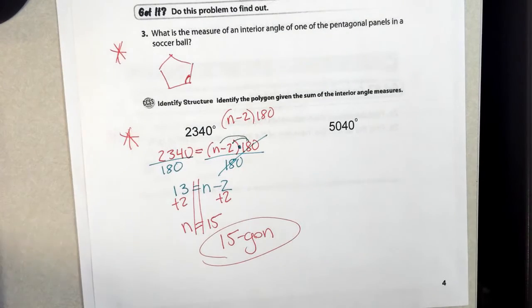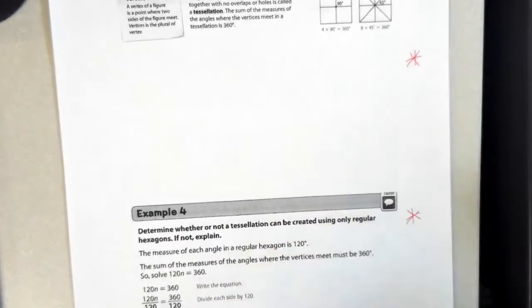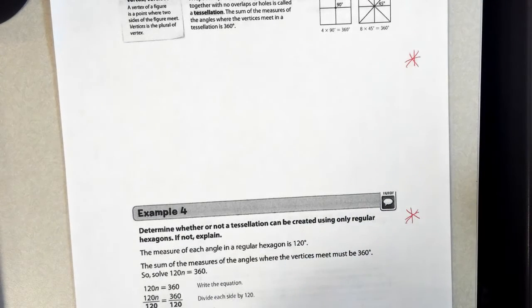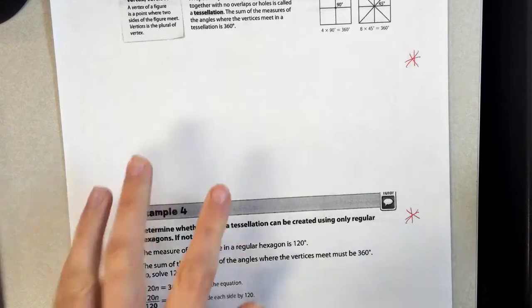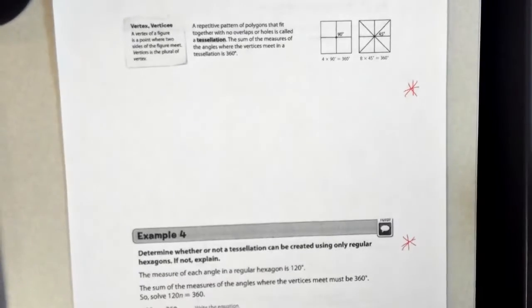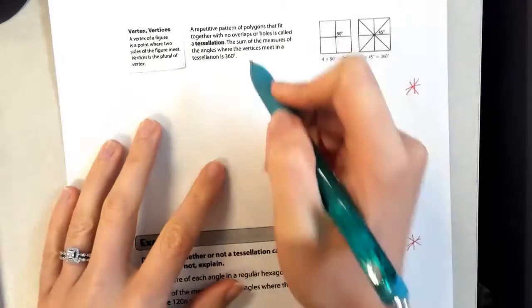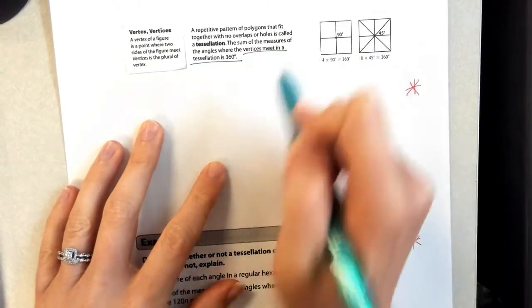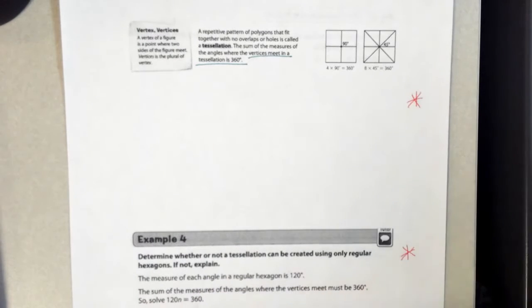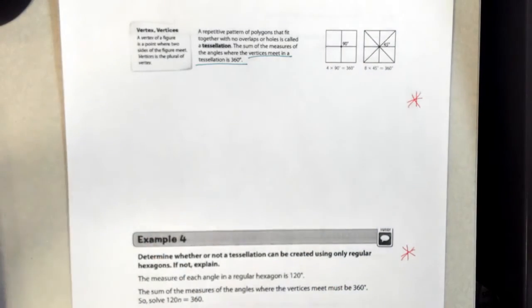The next part has another new vocabulary term. So it says a repetitive pattern of polygons that fit together with no overlap or holes is called a tessellation. A sum of the measures of the angles where the vertices meet in a tessellation is 360 degrees. So that's the important part, is that when they meet, they always have to meet together at a 360 degree angle.